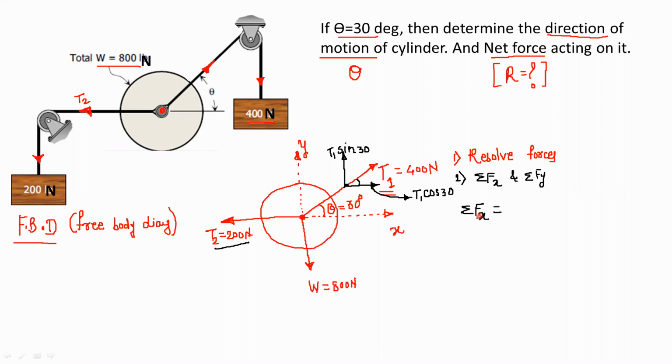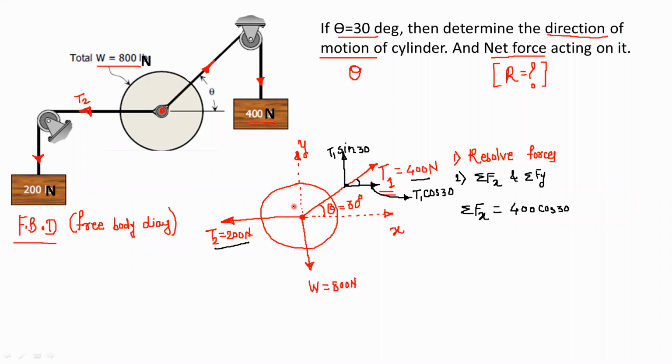Now for the summation Fx, consider the forces acting in the x direction. So we will start from the T1. So what is the x component of T1? It is T1 cos 30 and T1 value is 400 Newton. So it is 400 cos 30 and it is acting along positive x direction. So this will be plus.